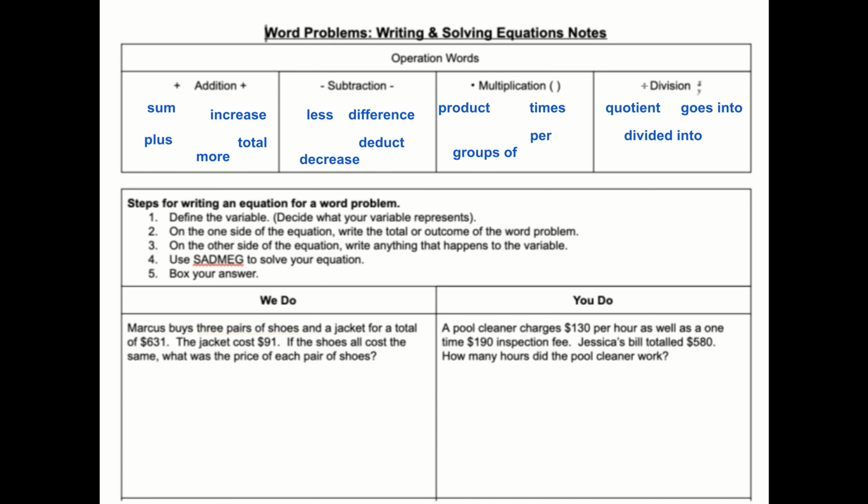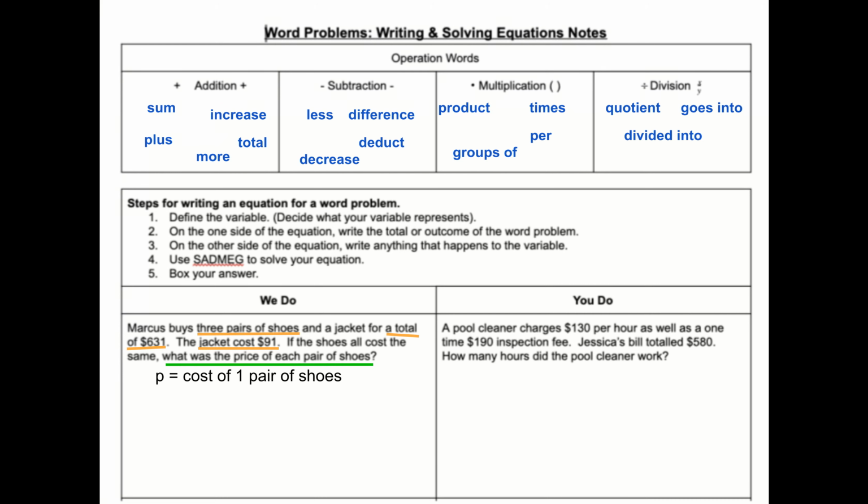Well, when we look through, let's underline the important information first. 3 pair of shoes. There was a total of $631. The jacket cost $91. And I'm going to underline the actual question, what we need to find, in green. Okay, what was the price of each pair of shoes? That's what the word problem is asking. That is the variable we need to define. So P is the cost of 1 pair of shoes. Why did I pick P? Because P for pair of shoes. You could pick any letter you would like.